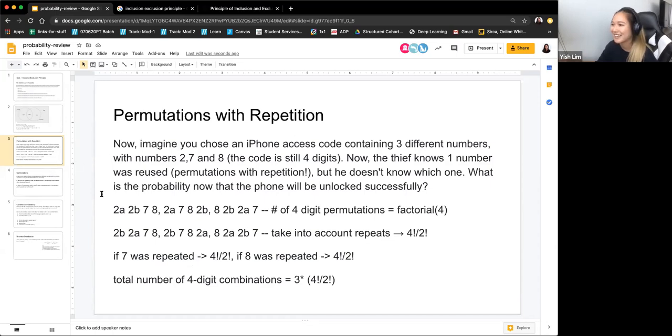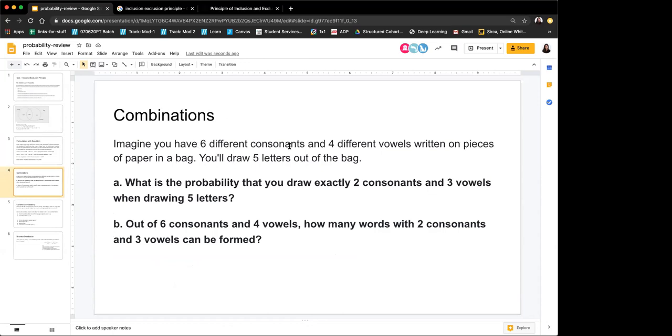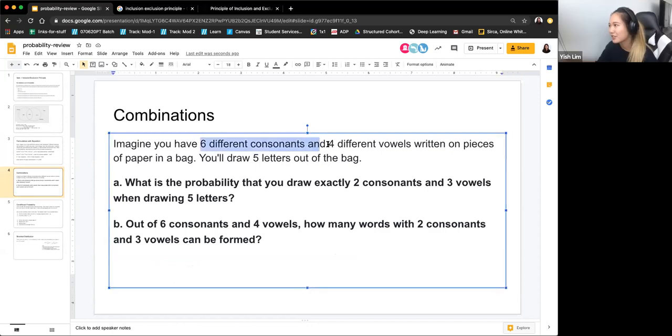Awesome. All right, let's go on to combinations. So let's set up this problem where you have 6 different consonants and 4 different vowels written on pieces of paper in a bag, and you want to draw 5 letters out of the bag. So first question is, what is the probability that you draw exactly 2 consonants and 3 vowels when drawing 5 letters? And then question B is, out of 6 consonants and 4 vowels, so same bag, how many words with 2 consonants and 3 vowels can be formed?